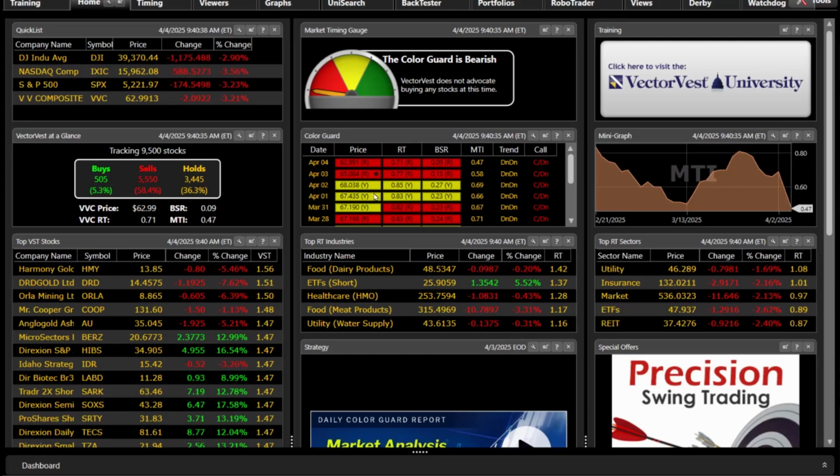All right, now here we are in the VectorVest program, and of course, our decision is always going to be based on what the market's doing, right? So whether we're bullish or bearish on the market will be determined by the color guard here, really. So color guard is mostly red. I think there's no denying that our overall market bias has to be bearish right now. BSR, even though it's at 0.09, well below 0.20, even the MTI below 0.60, we don't have a bullish bias. So the only other option you have right now is inverse ETFs.